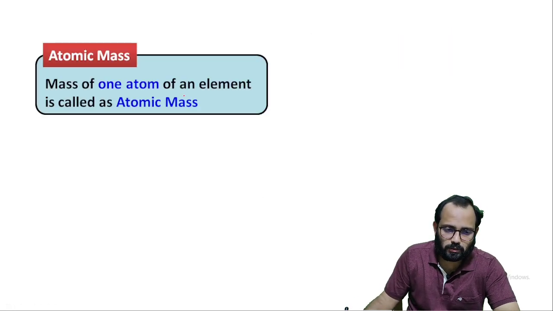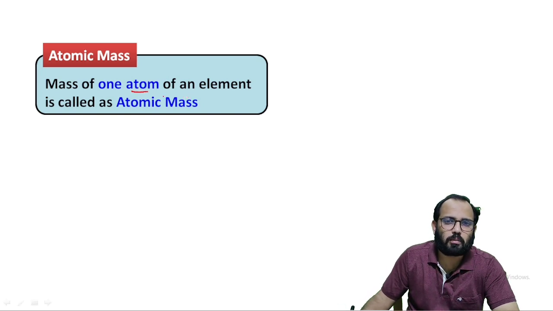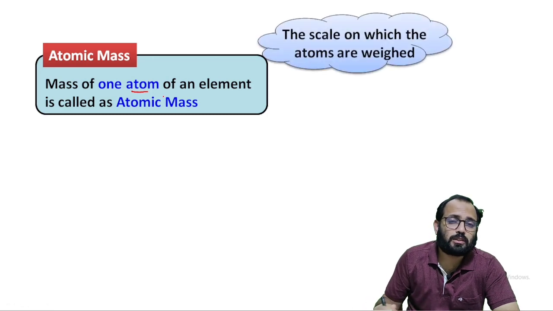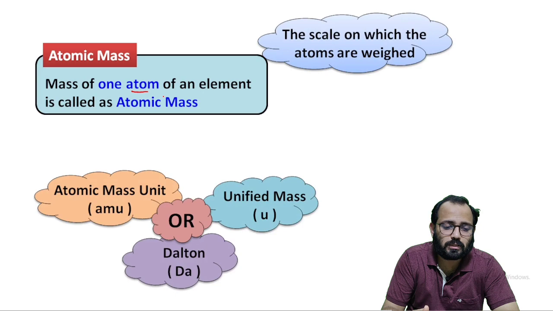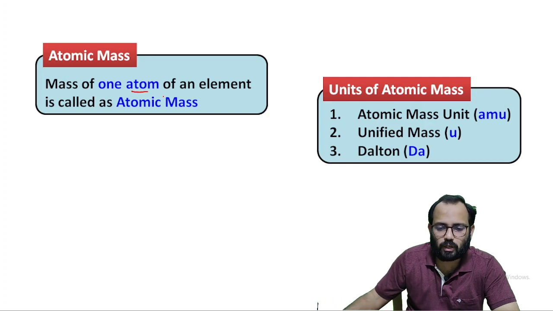So what is atomic mass? It is the mass of one atom of an element, right? Atomic mass is the mass of one atom of an element. The scale at which this atom is weighed is the atomic mass unit, or we can call it unified mass or Dalton. These are the scales with which we are measuring the mass of one atom. And mostly we are using the unit of unified mass in our values.